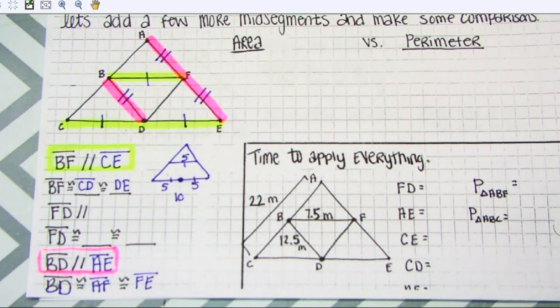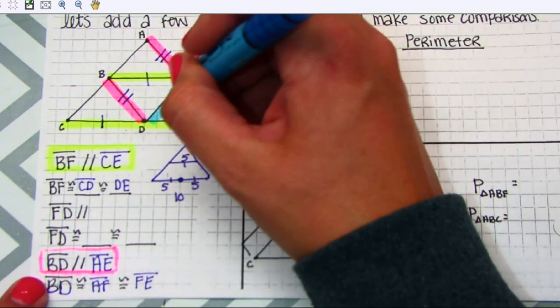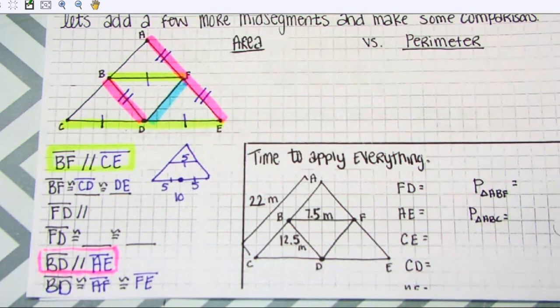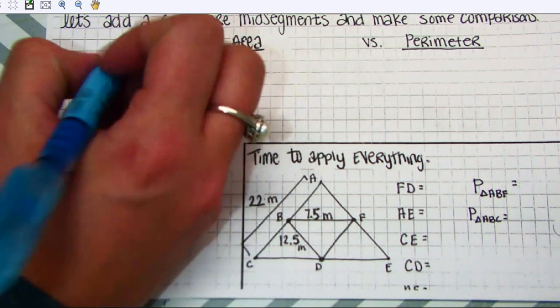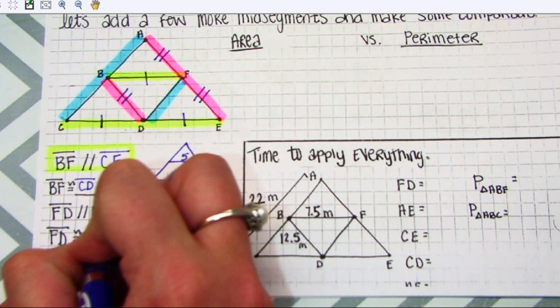One more set of mid-segments. Our next mid-segment, let's make it, is FD. What side is FD parallel to? AC. So FD is parallel to AC, or you could write CA, completely up to you.